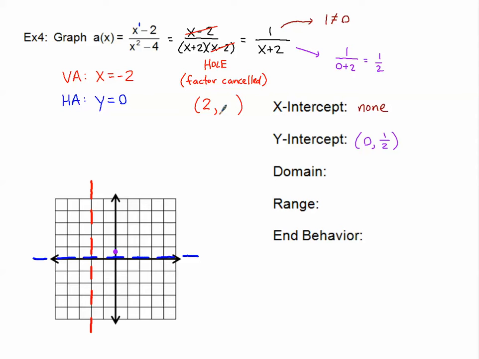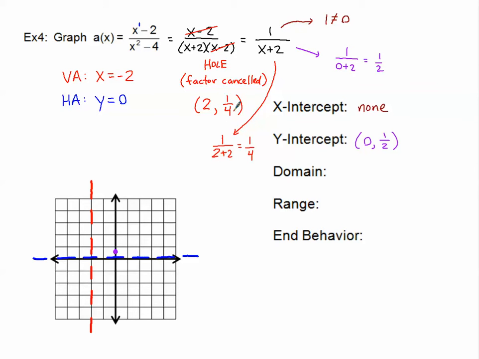And that's where I can plug in. I can't plug a 2 into here because I have a 0 in the denominator. I can't plug a 2 into here because I'd have a 0 in the denominator. But this fraction, I can plug a 2 into. And if I plug a 2 into this, I have 1 over 2 plus 2, which of course is 1/4. And that's where the hole occurs. There's going to be a hole at 2, 1/4.